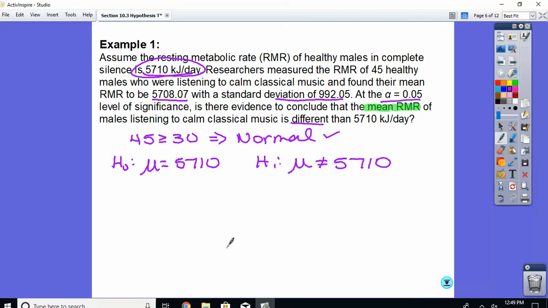Okay, so just like last night's, check your criteria, do your hypothesis. Now, we are going to have to compute our t statistic. So we need a few things. What is my x bar in this problem? The sample mean.